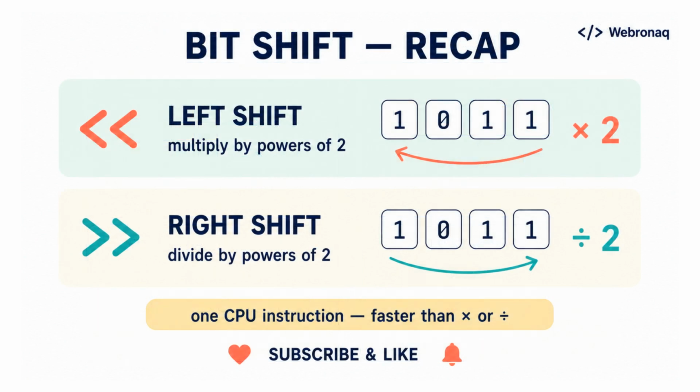All right, let's wrap this up. Bit shift is just 2 operations. Left shift slides bits to the left and multiplies your number by powers of 2. Right shift slides bits to the right and divides by powers of 2. The CPU does it in a single instruction, which makes it faster than regular multiplication or division. That's why it shows up in graphics code, in data packing, in permission systems, and in any place where speed matters. The next time you see those double arrow symbols in code, you'll know exactly what's happening. Bits are just sliding left or right, and the value of the number is doubling or halving with them.